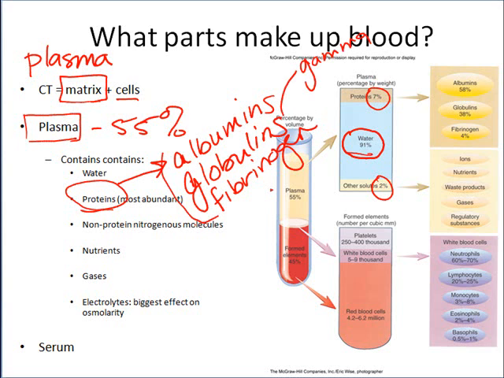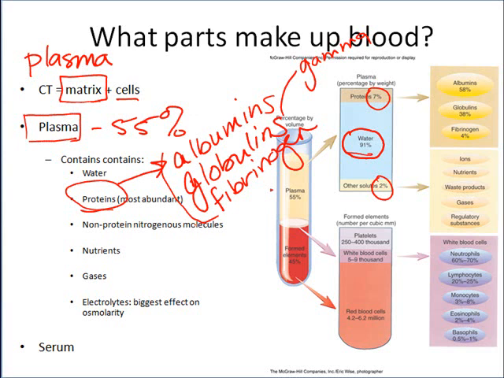So if you have liver malfunction or liver failure, this can have a profound impact on the proteins that are present in the plasma, and it can actually drop the osmolarity of the plasma. And when the osmolarity of the plasma drops, we lose fluid from the blood.